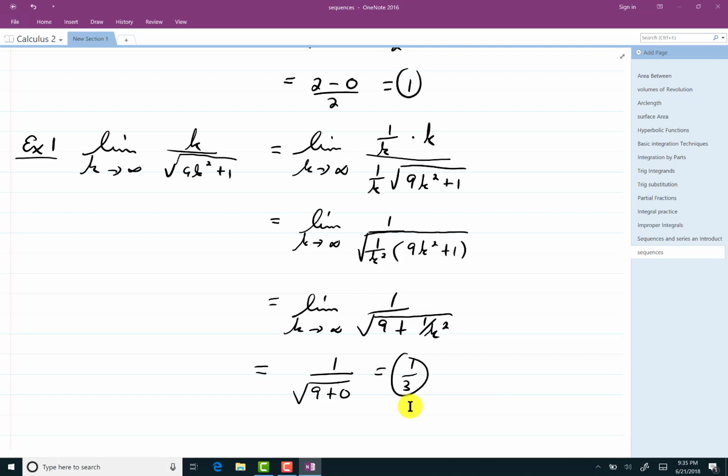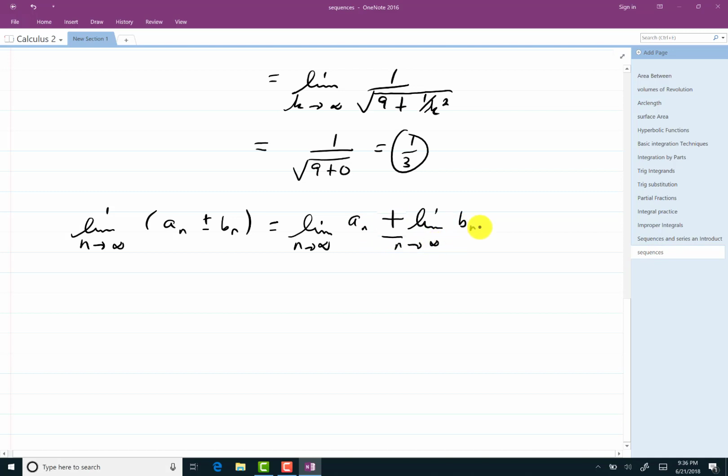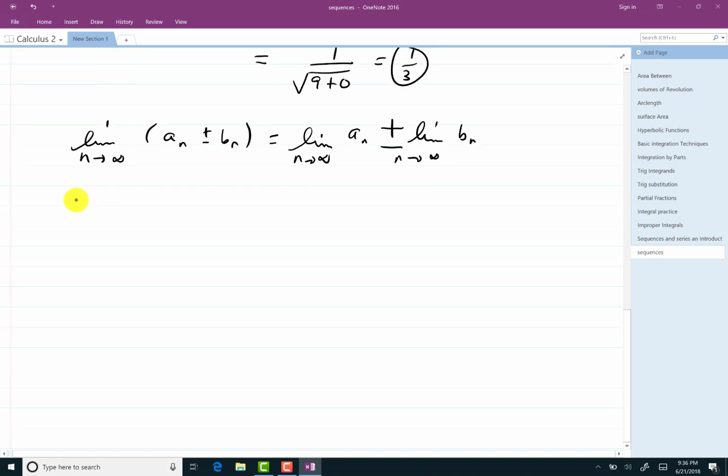Now all of the regular limit stuff applies. Like if I have the limit as n goes to infinity of a_n plus or minus b_n, that equals the limit as n goes to infinity of a_n plus the limit as n goes to infinity of b_n. I mean, you're familiar with all these. If I have something like a constant times a_n, I'll be able to pull out the constant. It's unaffected by the limit.